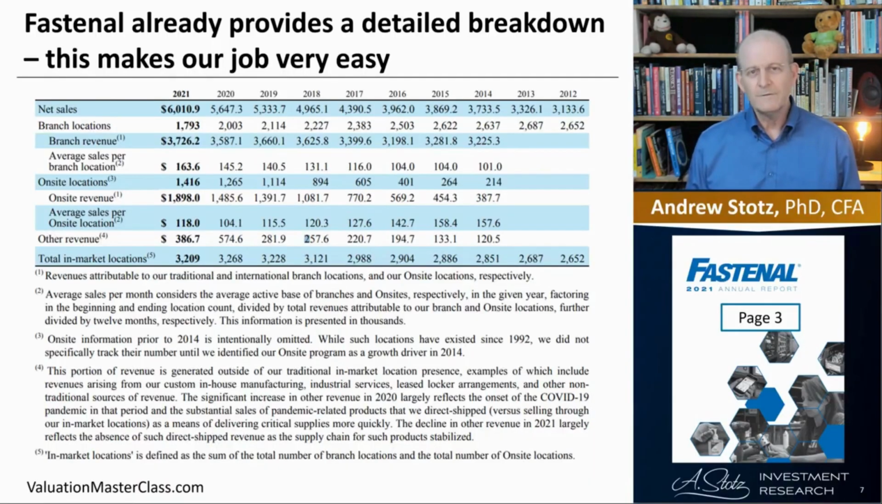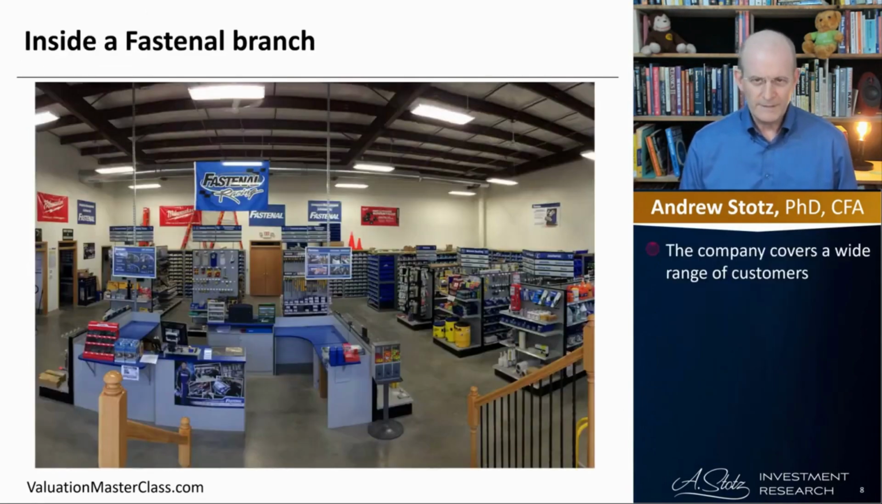So let's look at Fastenal. Now, Fastenal already provides a detailed breakdown, and this makes our job very easy. In this breakdown, they're talking about their branch locations and on-site locations. So let's look at a branch. Here is a typical branch of Fastenal. You can see that it's got a lot of stuff. It's actually got a lot of space. I'm kind of surprised, but you could call it a mini warehouse. That's a typical business. They have a branch. A company goes there, picks what they want, orders it, and then they'll come and pick it up, or Fastenal will deliver it to them.